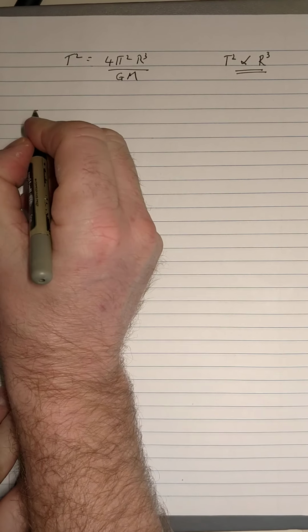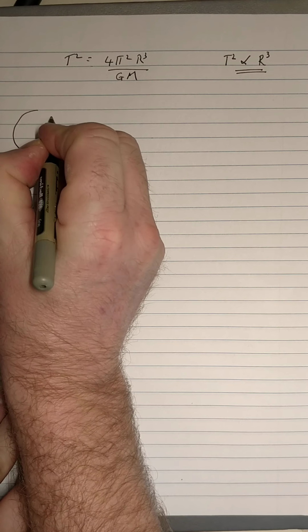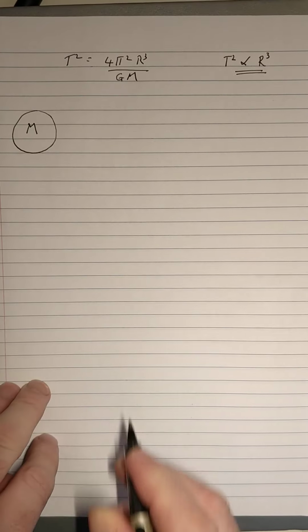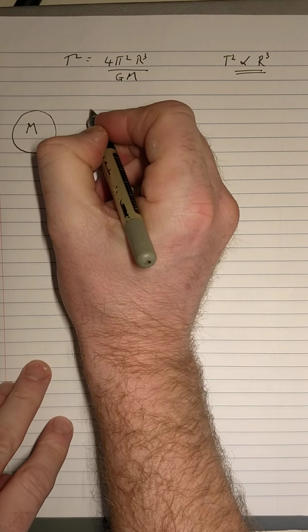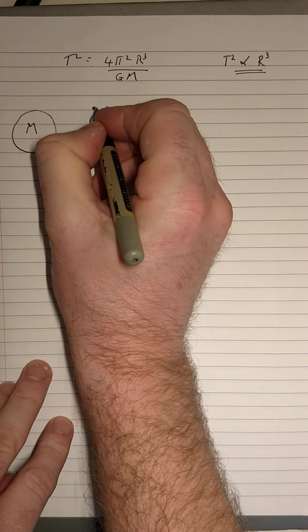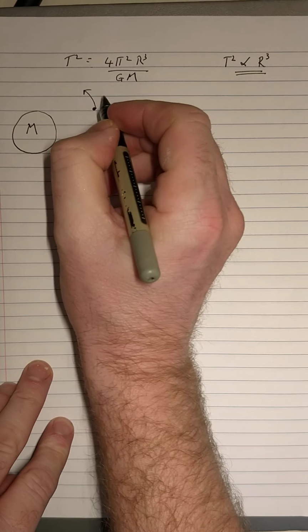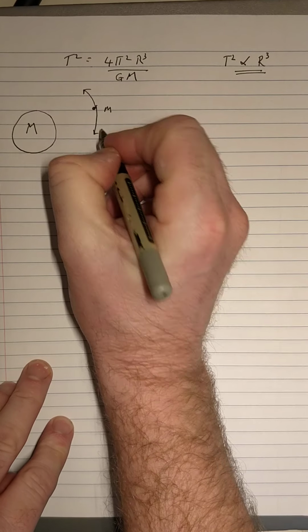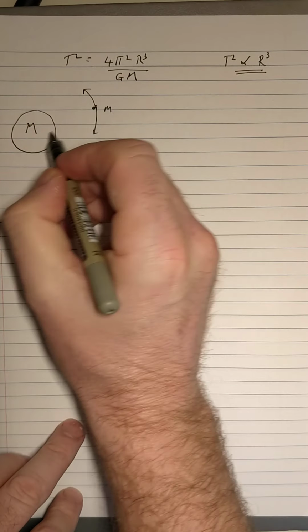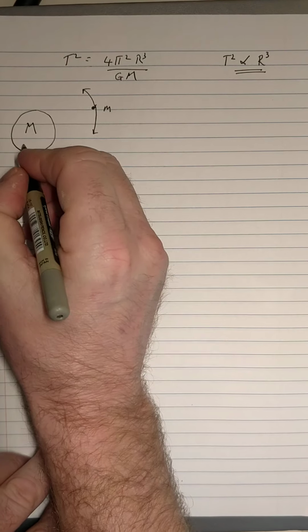So remember what we do. We start off, we have our two objects. We have our central object, and we're going to call that uppercase M, a large mass. And we have the orbiting satellite, and we're going to call that small m. So that's orbiting in circular motion. Now there is a force of gravity between them.